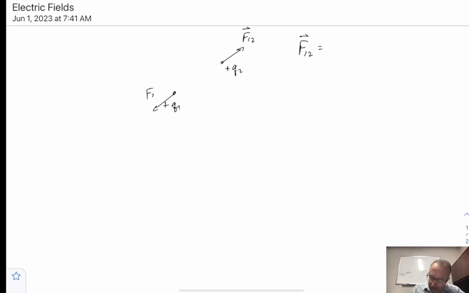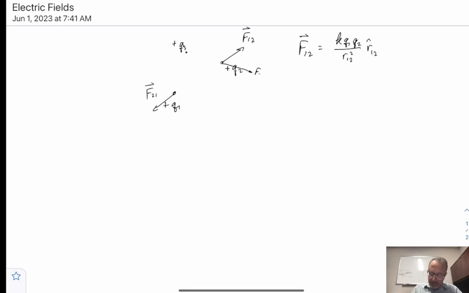And these forces are described by Coulomb's law, K Q1 Q2 over R12 squared in the R12 hat direction. This is true for any summation of charges. Let's say that we put a Q3 in here, okay? Well, if we have Q3, and let's just say that it happens to be a plus charge as well, now I'd have an F23, the force of charge 3 on charge 2.